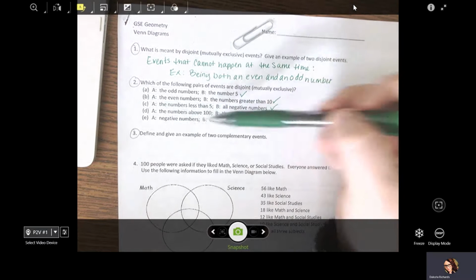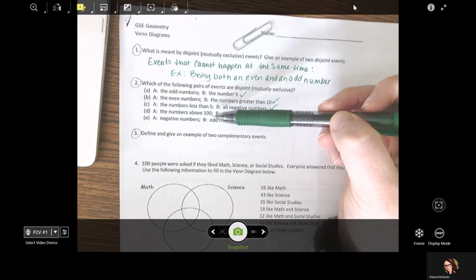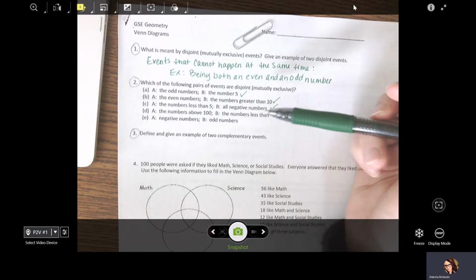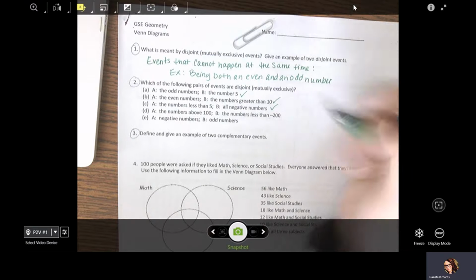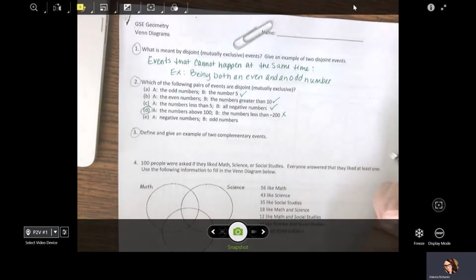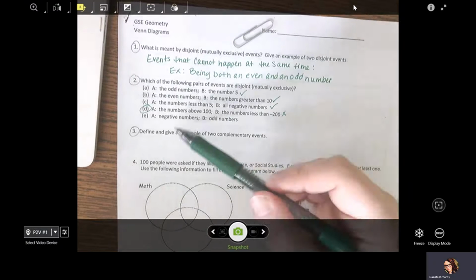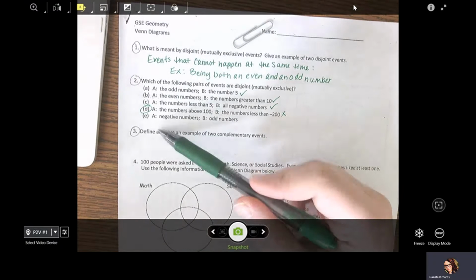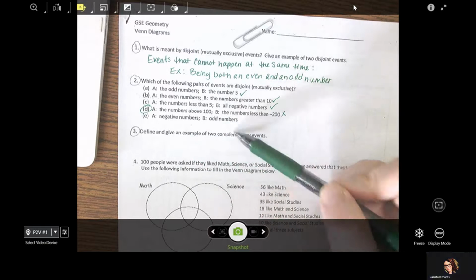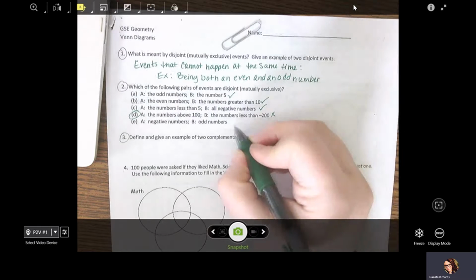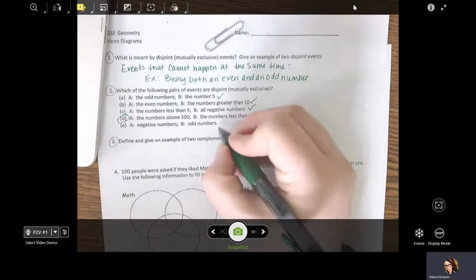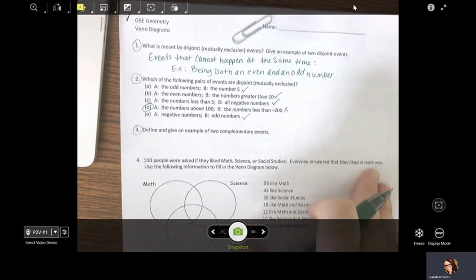D, event A, the numbers above 100. Okay. Event B, the numbers less than negative 200. Those cannot happen at the same time. So that would be your disjoint events. And then the last one, let's check it out just to see what's going on here. Event A, negative numbers. Event B, odd numbers. Can you have negative odd numbers? Can you have -1, -3? Yes, that works. So that is not disjoint.